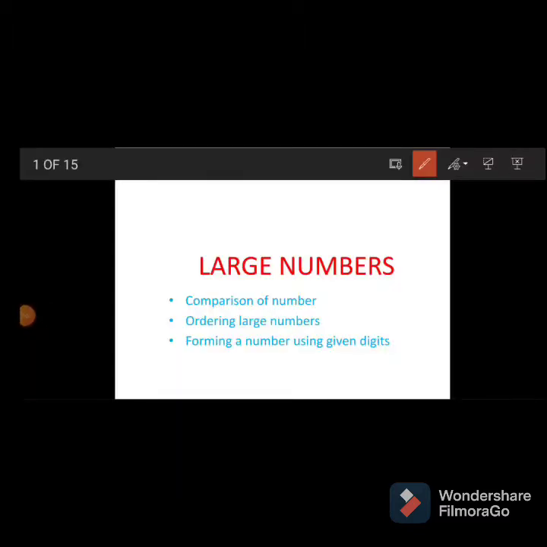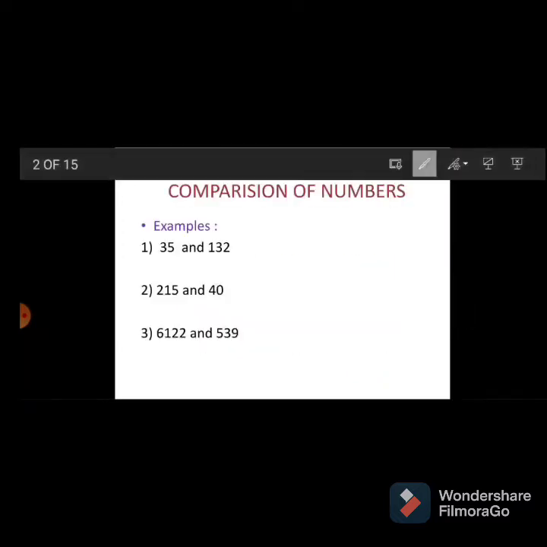Then see students, today we are going to continue with large numbers, and the points we are going to discuss are comparison of numbers, ordering large numbers, and forming a number using given digits. First point: comparison of numbers. Comparison means comparing two things, that is which is greater, which is smaller, or which is longer and which is shorter, like this.